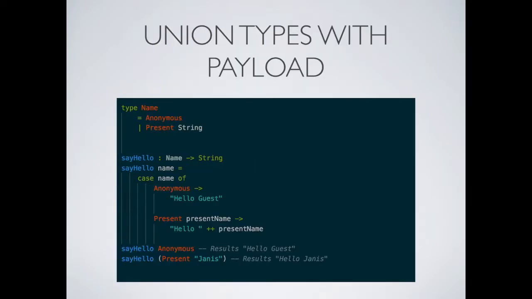But here is an example of where they get really useful. Let's say we have a type of name, and something can be anonymous, and something can be present. And present actually accepts a payload of a string. In the same example, we have a case statement on name, and we have anonymous as the first thing we need to handle, and we just return a string, hello guest. The second one is present, and it has a payload of a string, so hello and the present name in this case. At the bottom you can see the examples. If you pass say hello the anonymous type, it will return hello guest. And if you pass say hello present with name Yanis, it will return hello Yanis. So basically the compiler just ensures that you handled all the cases for this particular type correctly.